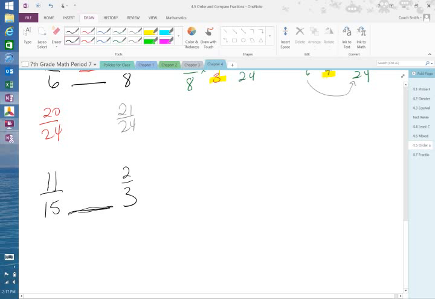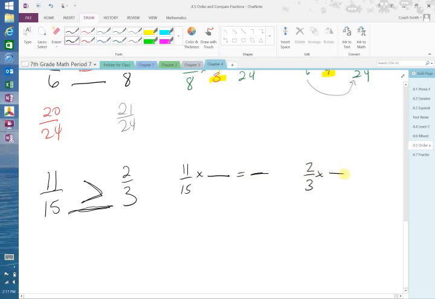All right, Brandon, what goes in the blank? Is greater than, yes. Is greater than goes in the blank. Here's why. We're going to take 11 over 15 and multiply it by something, and that's going to be our new fraction. We're going to take 2 over 3 and multiply it by something, and that's going to be our new fraction. What is the denominator for the new fraction? 15. So 15 is my new denominator on both of these fractions.